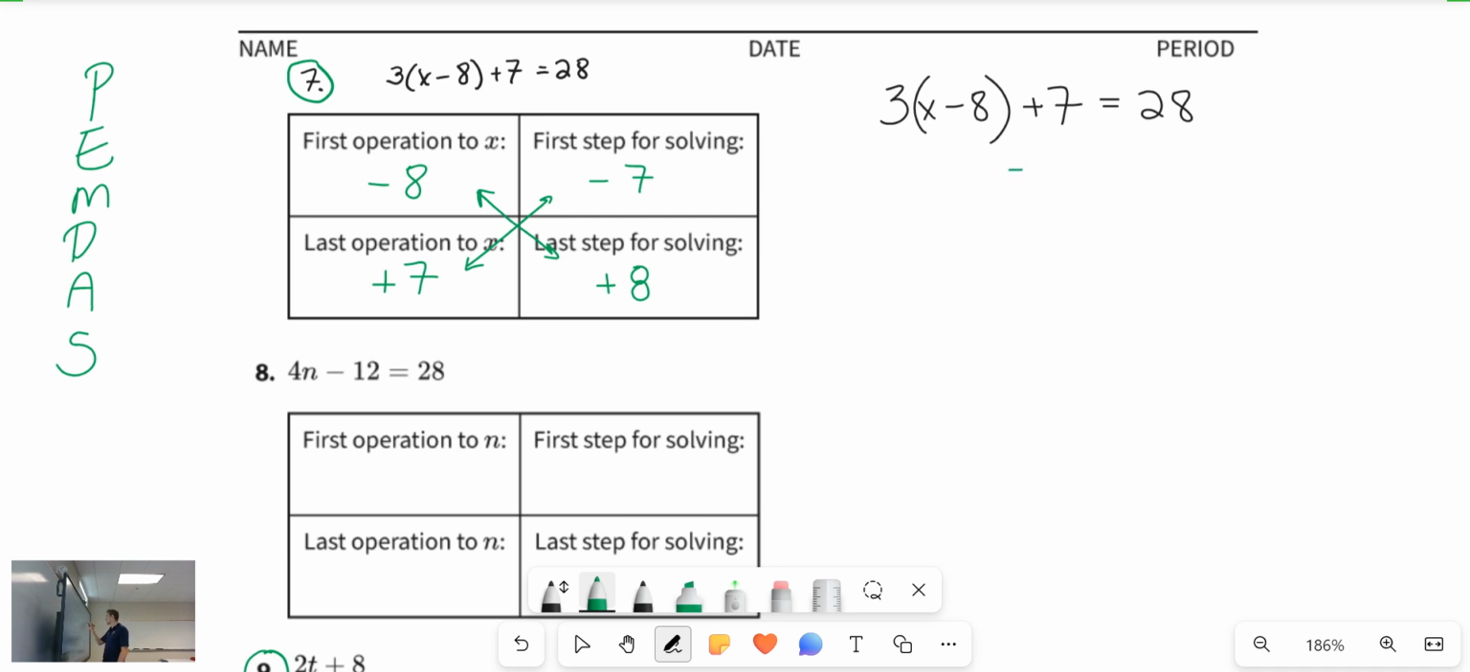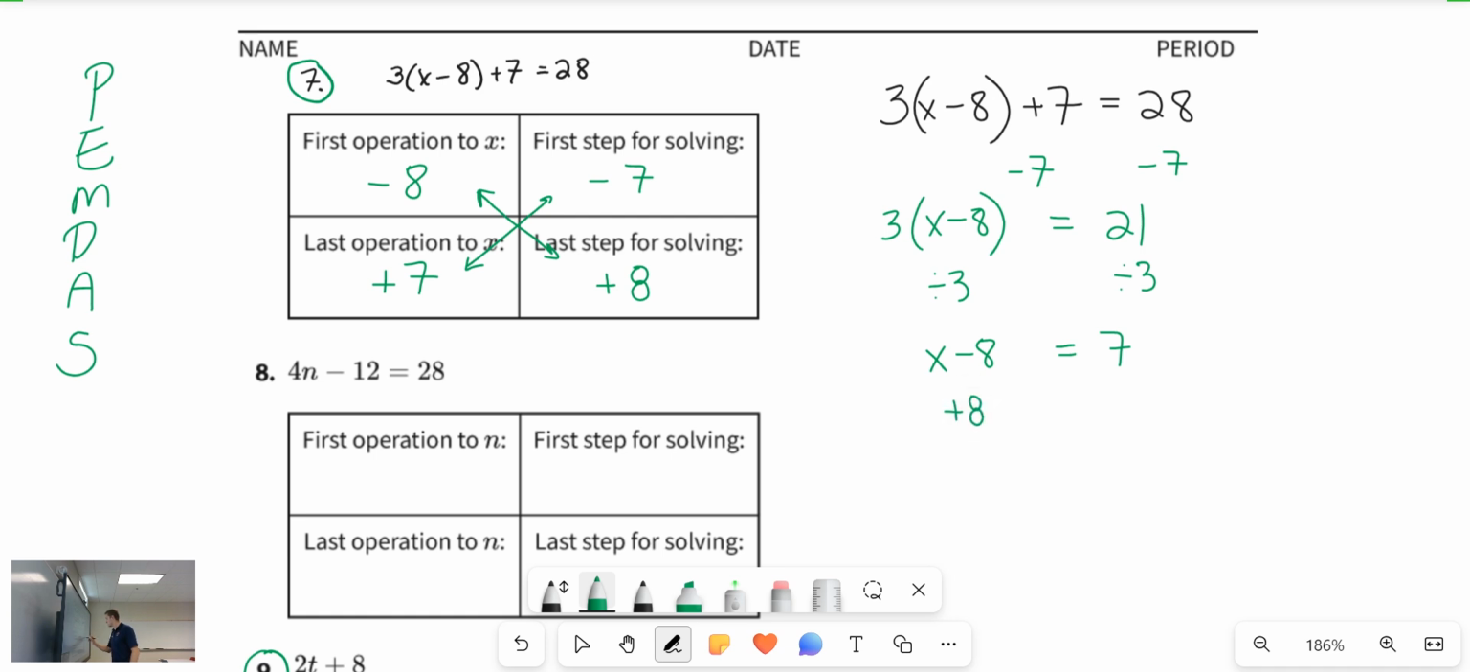Let's first subtract the 7. We said we were going to subtract 7 first. So subtract 7 from both sides. That's going to give us 3(x - 8) = 21. Then we are going to divide both sides by 3, so we get just x - 8 left over, equals 21 divided by 3, which is 7. And then our last step for solving we said was plus 8.